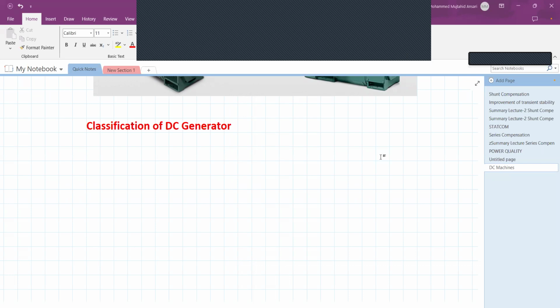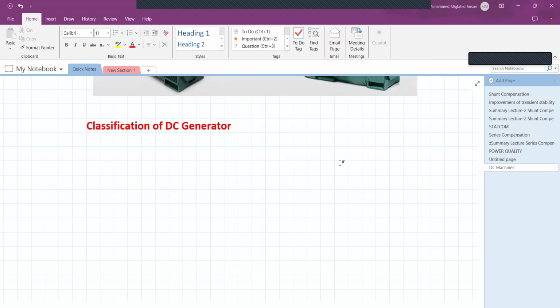Okay, welcome to the electrical machine lecture. In the previous lecture, we discussed the construction of the DC machine. The DC machine construction is common for the DC generator and DC motor. So the construction is the same. Simply, we can say that the DC motor can be operated as a DC generator and a DC generator can be operated as a DC motor.